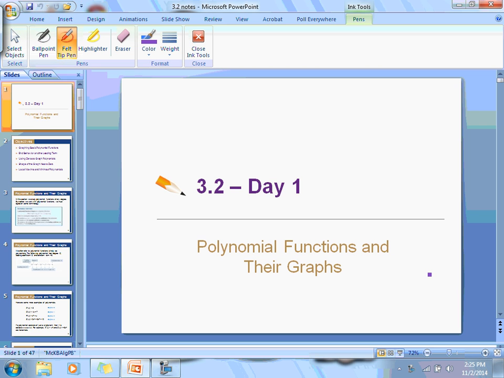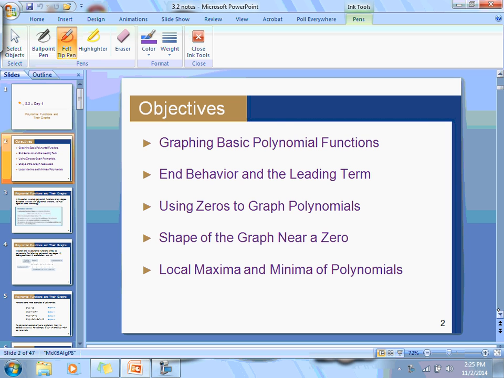These are the notes for section 3.2, day 1, entitled Polynomial Functions and Their Graphs. Today we're going to talk about the first 3 objectives. We're going to graph basic polynomial functions. We're going to talk about their end behavior and their leading coefficients. And then we're going to use the zeros or the solutions to help us graph polynomials.